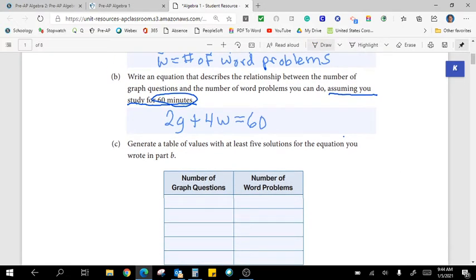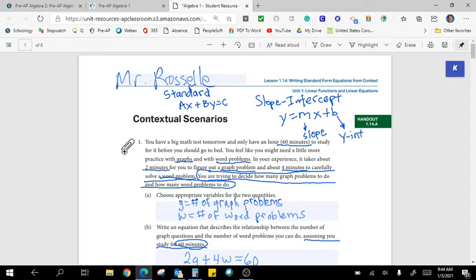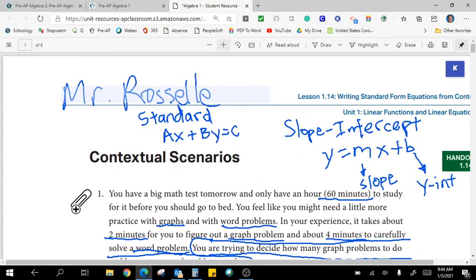So it says generate a table of values with at least 5 solutions for the equation you wrote in part B. Okay, so we write an equation, and we're going to call the number of graph problems G, I'll just write a little G right there. And I'll go ahead and call the number of word problems W.